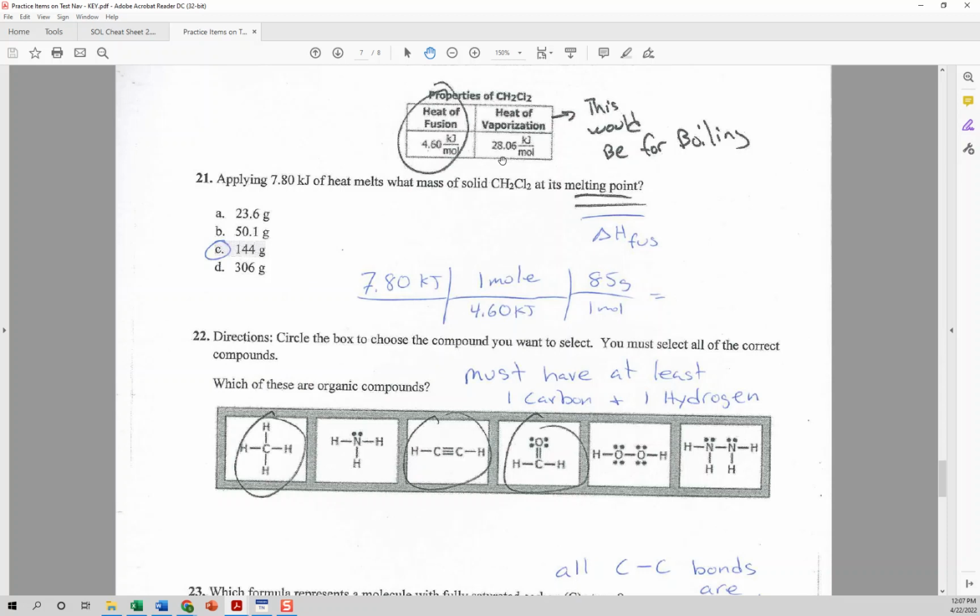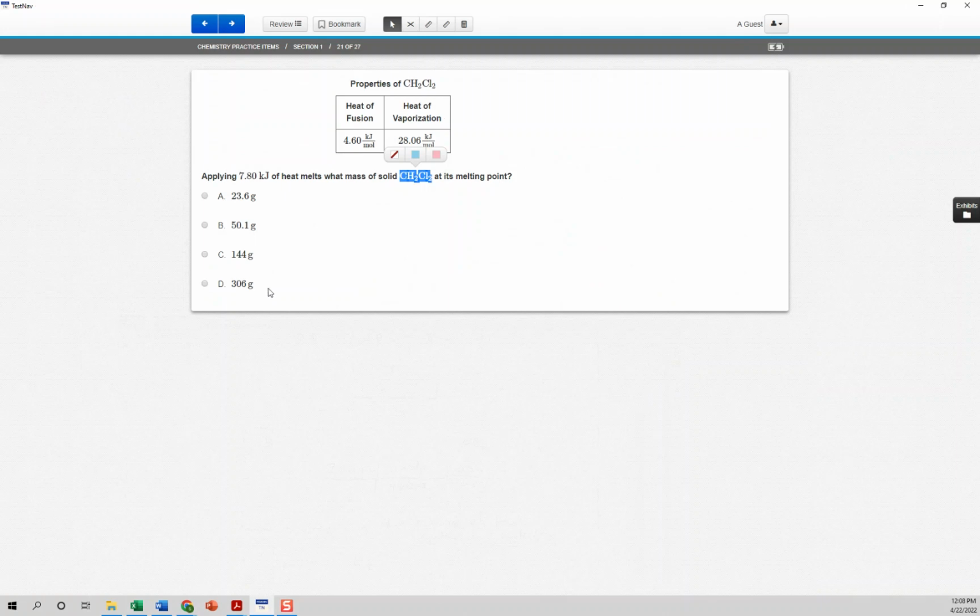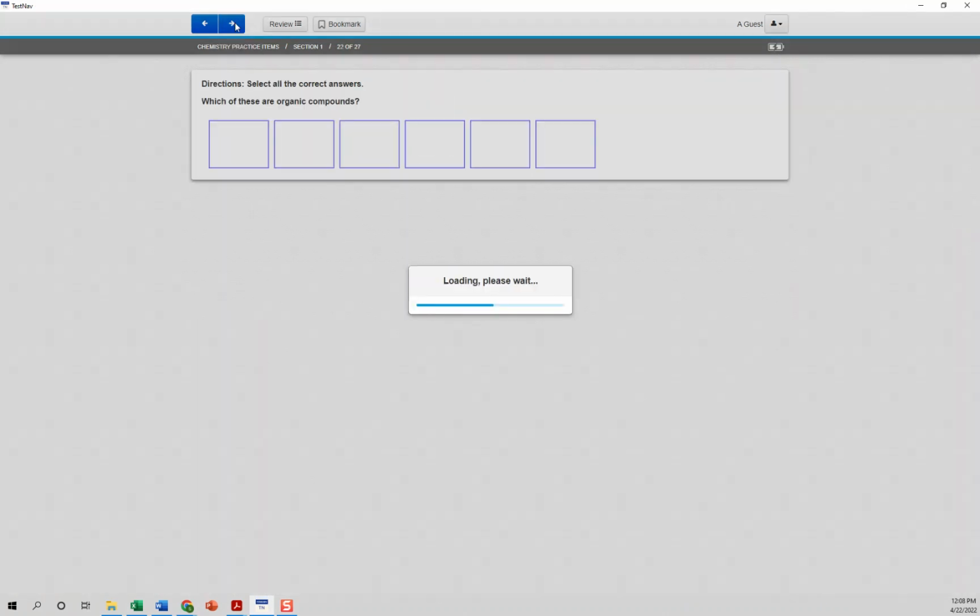But the trick is you don't have to use this. This is if it asks for how much you could boil at the boiling point, then we would do 7.8 kilojoules. We would divide by that number instead of 4.6, and then multiply by the molar mass. But because it's talking about melting, I got to know I'm going to use the heat of fusion. Okay, so again, it comes out to be around 144. All right, so we'll keep going.